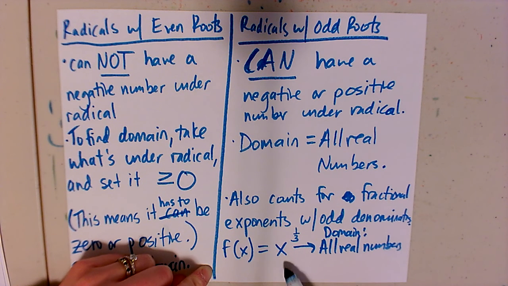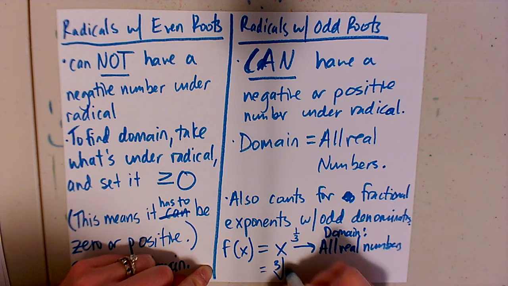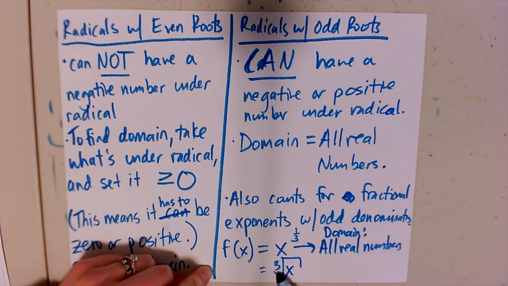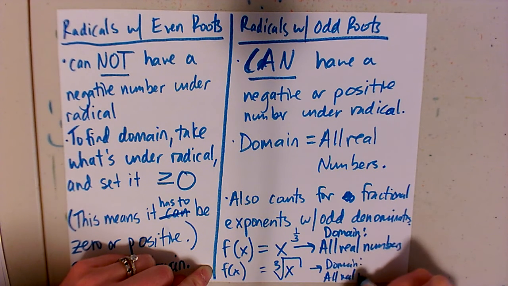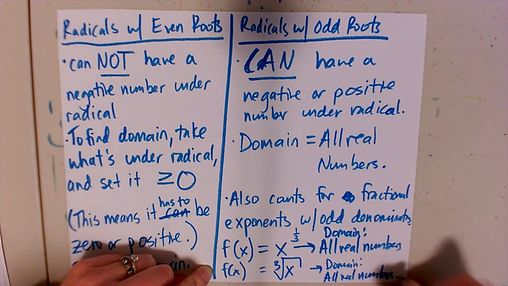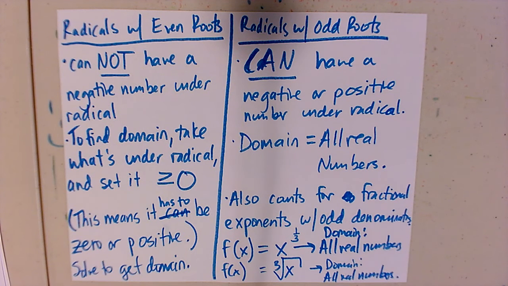Because x to the 1/3 is the same thing as the cube root of x, right? Which is a root with an odd root. So that domain is the exact same thing, all real numbers. So if your root is odd, you don't even have to think, you just write all real numbers. Now, if your root is even, you're going to have to do some work.